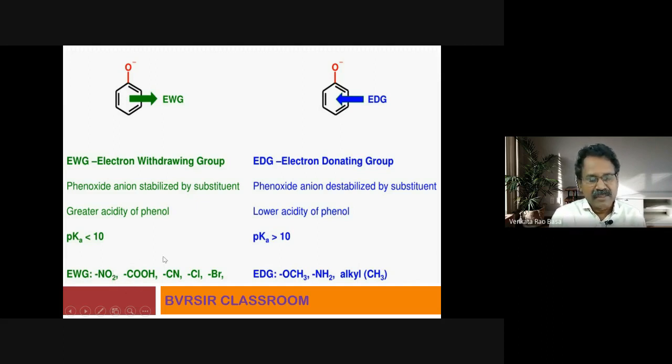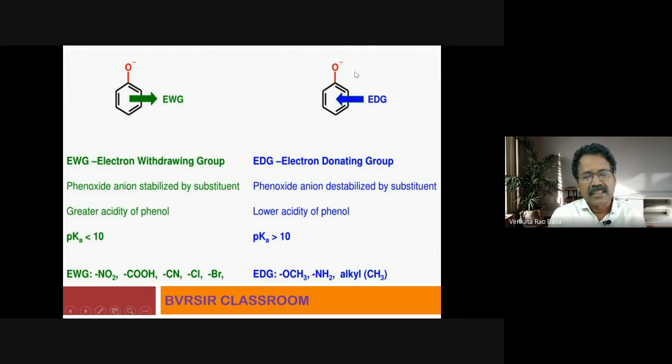Similarly, COOH, a carboxylic acid group, is an electron withdrawing group. CN, cyanide group, Cl, Br, these type of groups are considered as electron withdrawing groups. So if these type of groups among others are present on the benzene ring, then electron density on the benzene ring decreases. That means phenoxide ion stability increases, acidity increases.